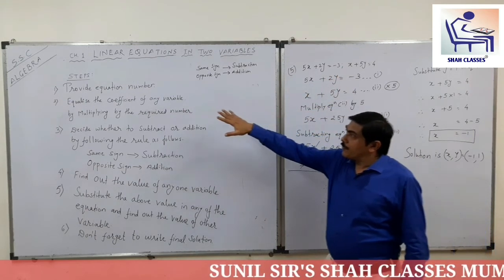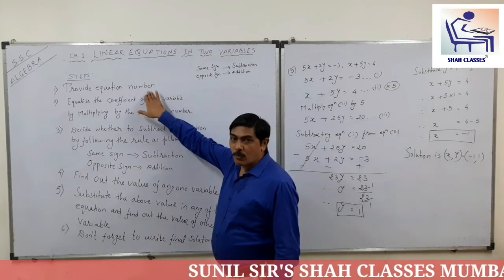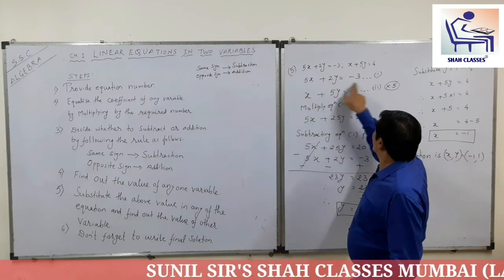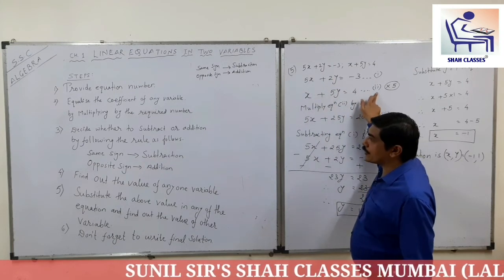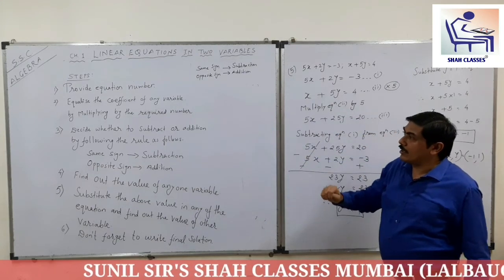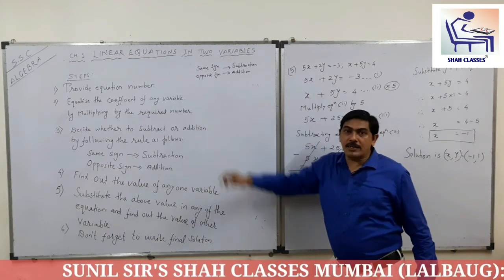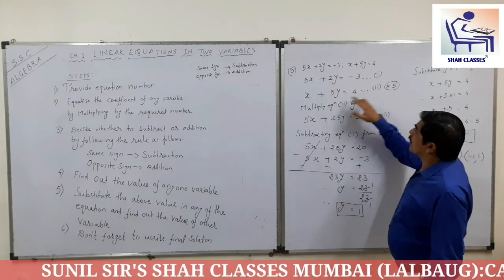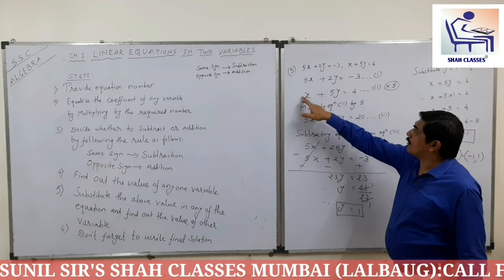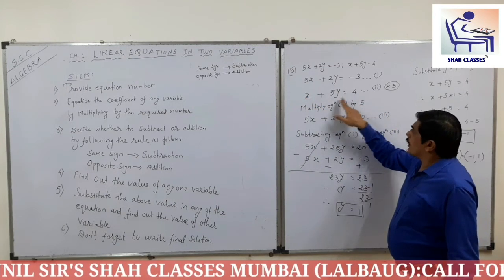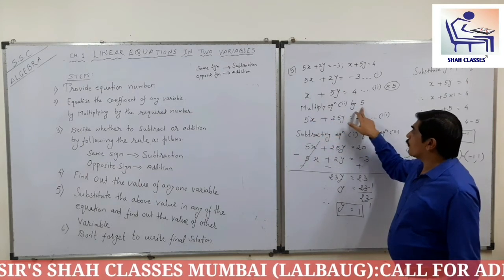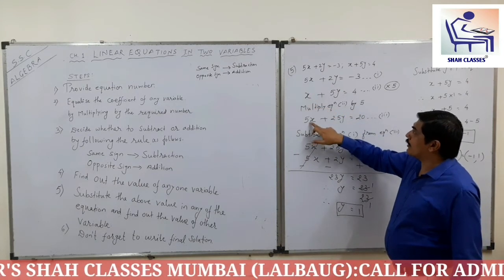Now first step, you can see that provide equation number. So after providing equation number, this is our first equation, this is our second equation. We will equalize the coefficient of any variable by multiplying by the required number. In this, we can see here there is a 5, there is a 1. So we decide that in this equation we also require 5. So we multiply equation 2 by 5 to equalize them.